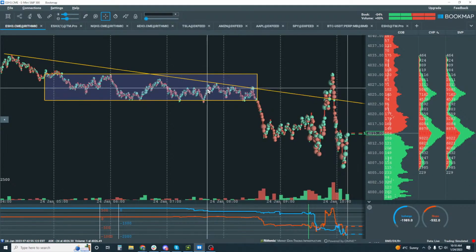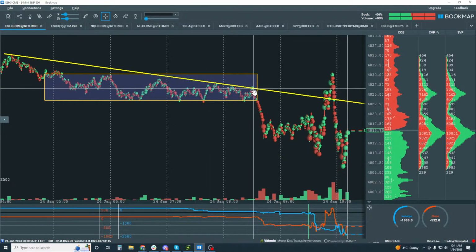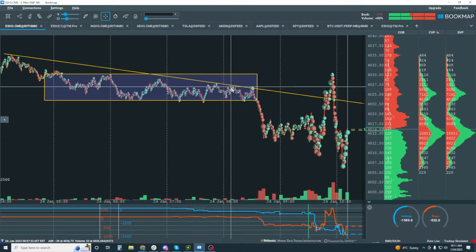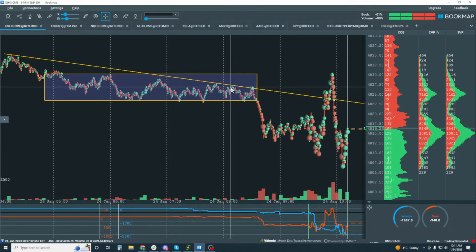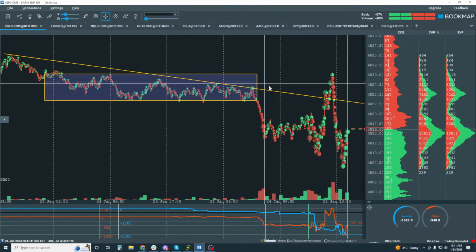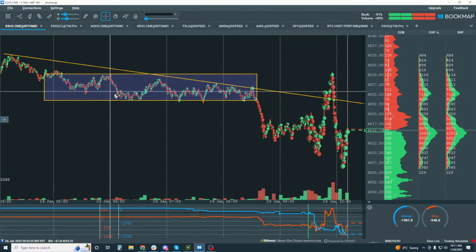Did the buyers come in again? Give it another try. Give it another try here. Give it one more try here. And none of them made a higher high. Not one of them. At best an equal high here. Maybe it went a tick higher. The sellers come in and they're driving it away from this area in here.